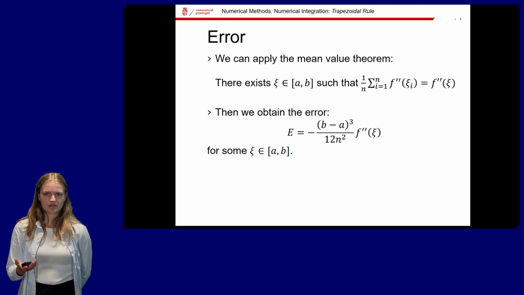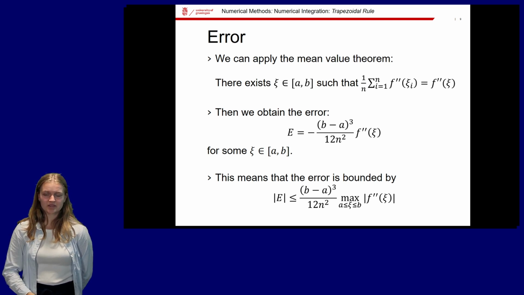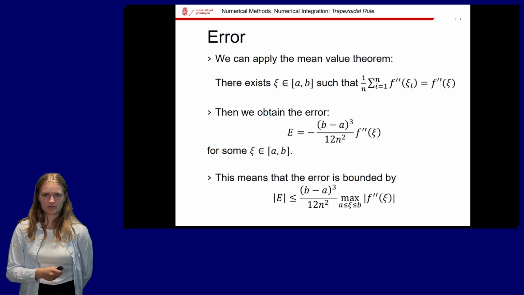So now what we can do with this is we can bound our error by the maximum of this expression. So here you see the error is smaller or equal to (b minus a) to the third over 12 n squared, multiplied with the maximum value that the second derivative of f of xi obtains over this interval from a to b.